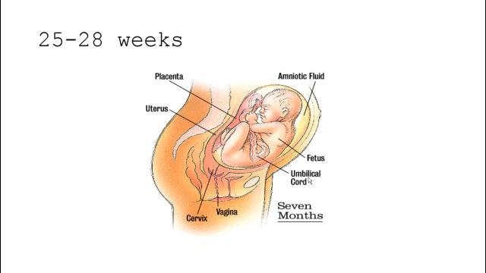One of the biggest issues is surfactant, which is the chemical that allows the lungs to stay inflated, the alveoli to stay inflated. It's just starting to be developed, and so they would need a lot of support for survival at this stage, and they still don't have very robust respiratory systems or temperature regulation systems.